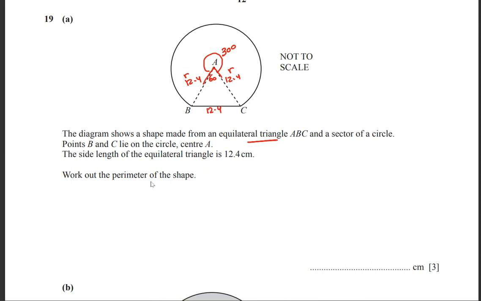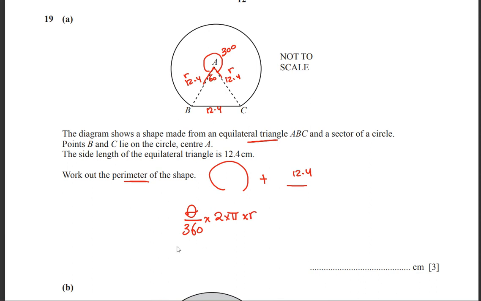Work out the perimeter of the shape. Okay, how to get the perimeter of the shape? We have two parts in this perimeter. I have this arc length plus this line down there. This line down there, I know it is 12.4. This arc length, what is the rule of the arc length? Theta over 360 multiplied by 2 pi r.